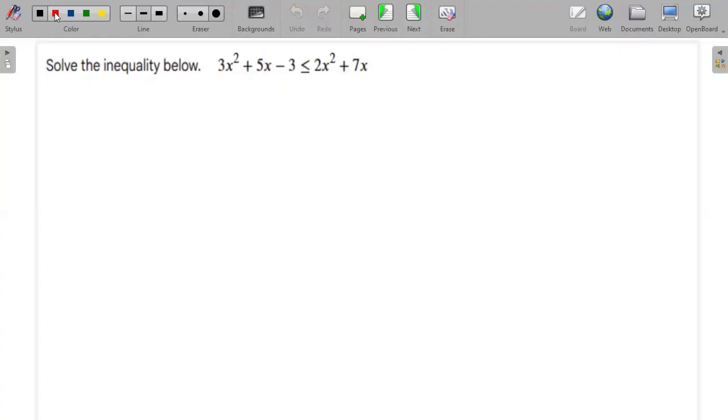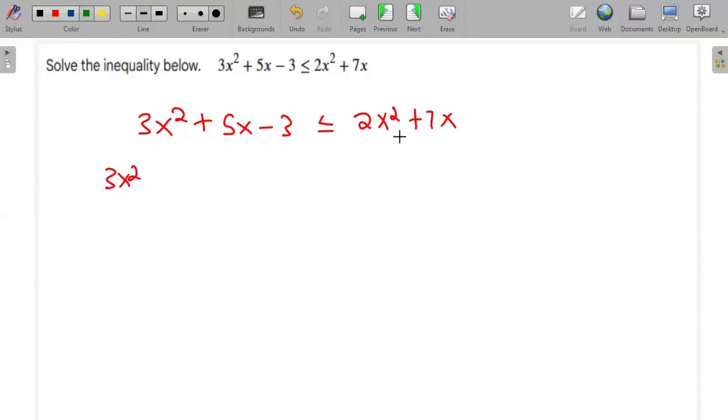The sign graph. So we have 3x squared plus 5x minus 3 less than or equal to 2x squared plus 7x. So the first thing is to put like terms together. So this will be 3x squared. This guy here comes to the other side, so it's minus 2x squared. And then I have plus 5x. This other guy comes to the other side, so it's minus 7x. And then I have minus 3. And this is less than or equal to what? To 0. That is what I have there.